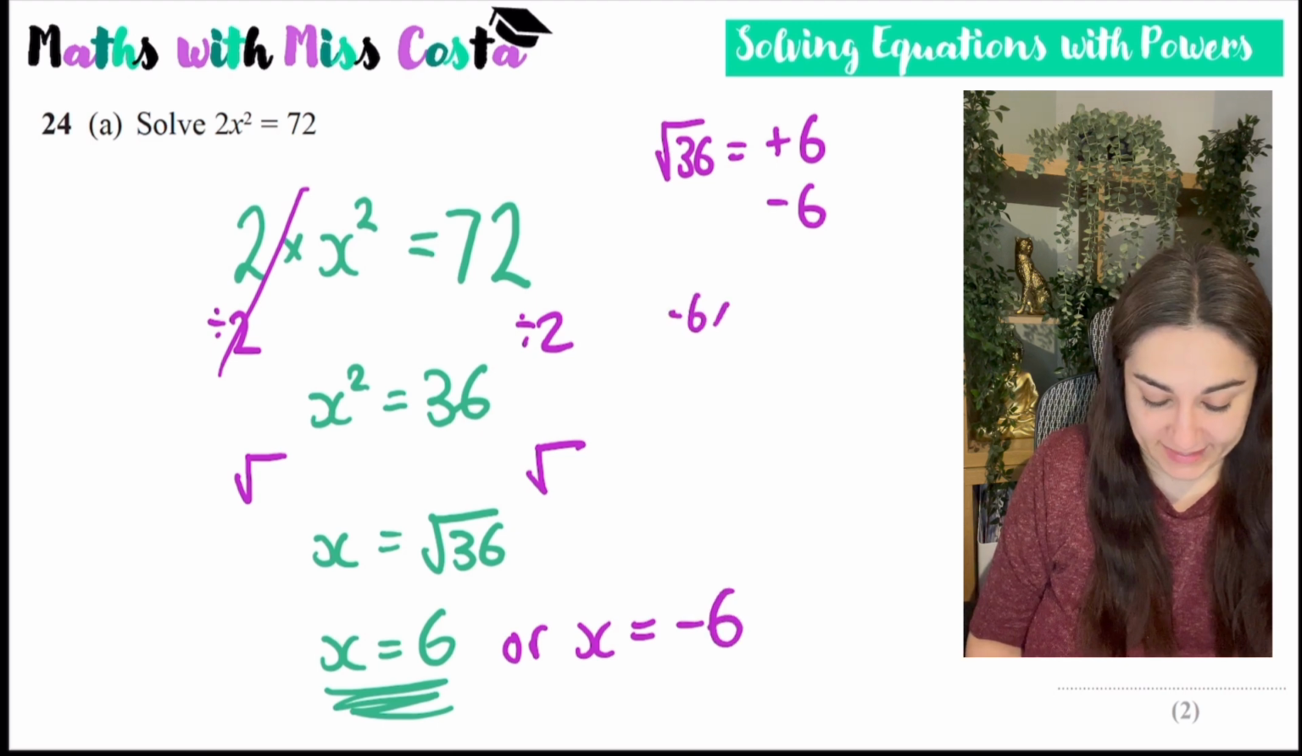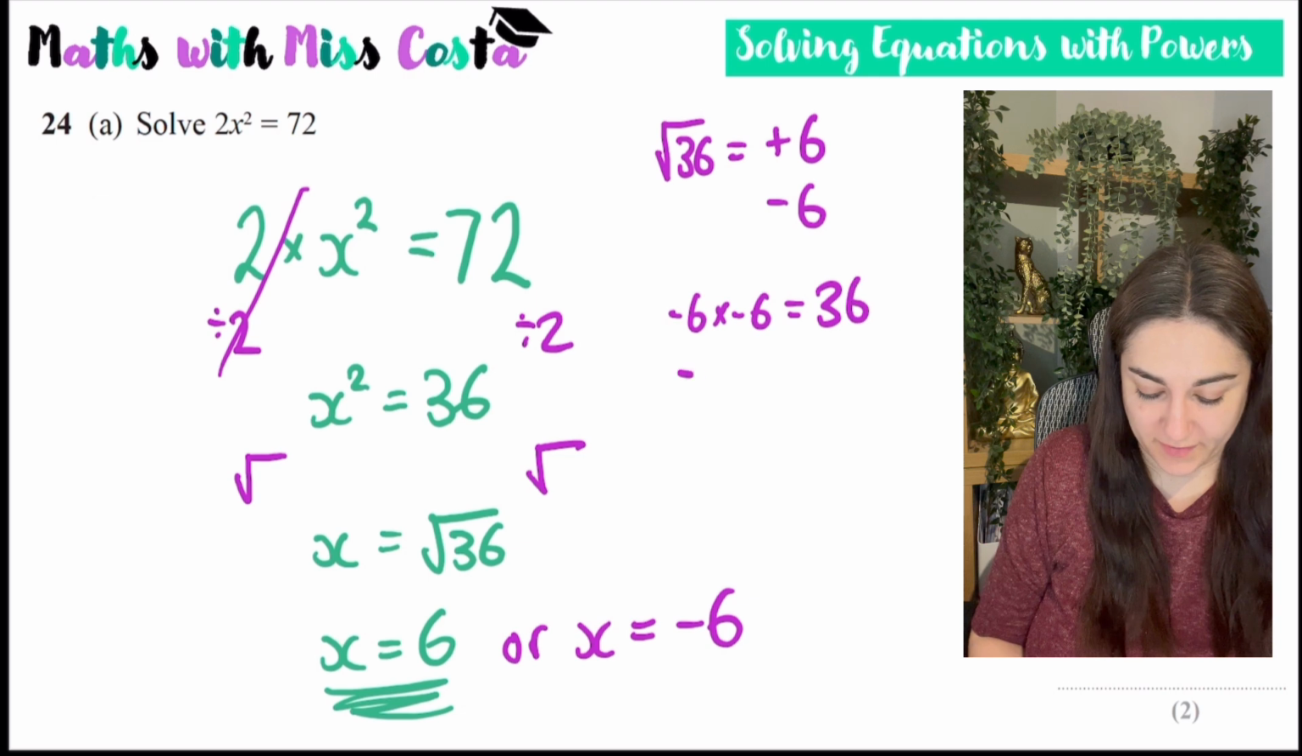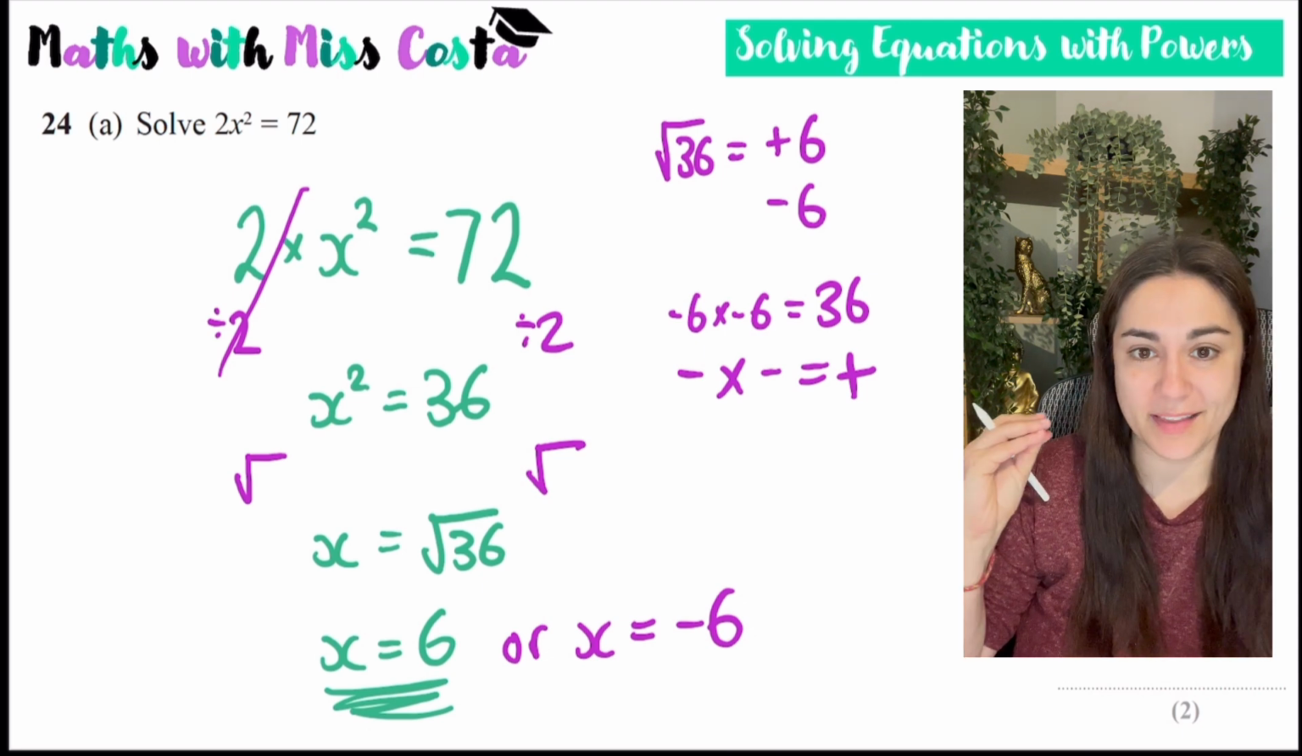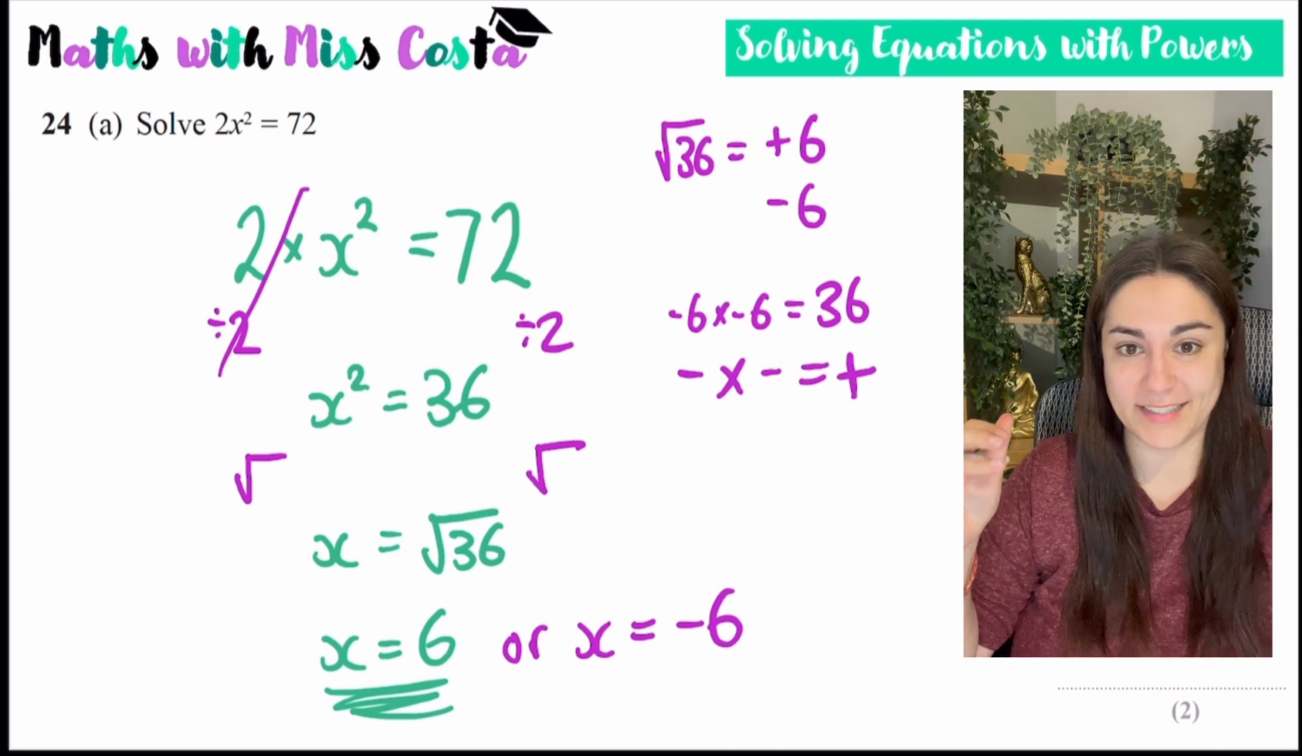Any square number, because negative 6 times by negative 6 is also 36, because a negative times a negative gives you a positive number. So this is something that people always forget. So if you can remember, the square root of any number could be positive or negative.